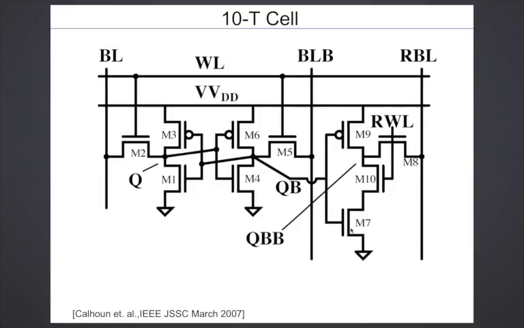This could be on because we don't know. The case is QB is 1, so M7 is on, right? But then you have two of them in off condition. So one of the ways to reduce leakage is to actually do series stacking. When you have series stacking, it helps to reduce leakage quite significantly.